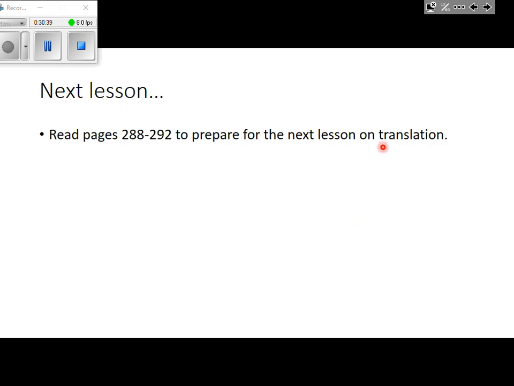Okay, our next lesson is going to focus on translation. So we went through the process of transcription, and then we just talked about what happens after transcription. And next we're going to talk about the process of translation. Again, you learned about this last semester, so we're just going to go into more detail. These are the pages that you need to read. And just to make sure you understand, the idea here is for you to read the material first. That's really important, so you have a baseline of what we're going to talk about.